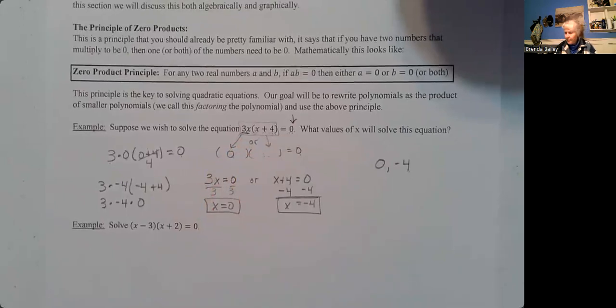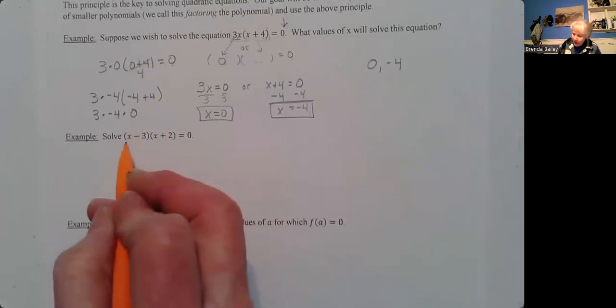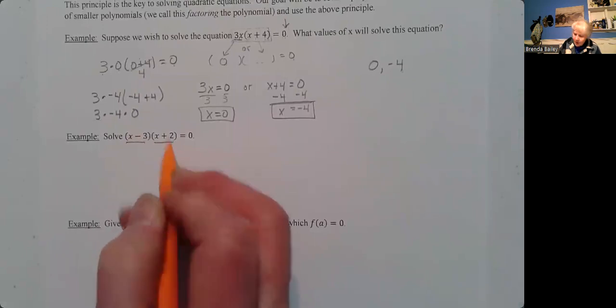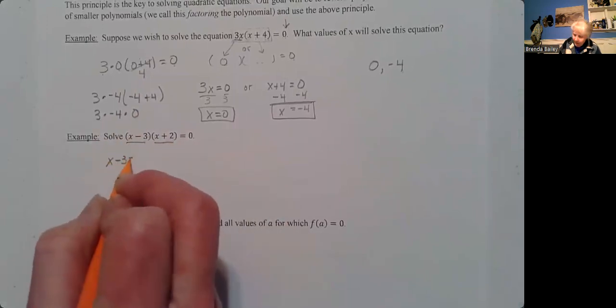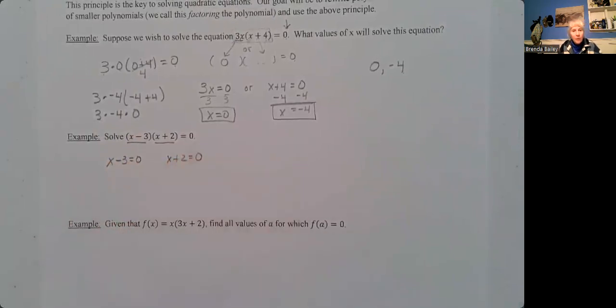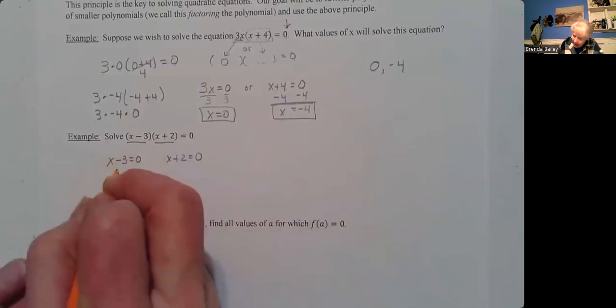Let's look at this one. Here I have 2 parts. I have x minus 3 and another number, x plus 2. So one of them has to be 0. So you set them both equal to 0 and solve them, and you'll find your solutions. In this case, we have 2 solutions. So we add 3.